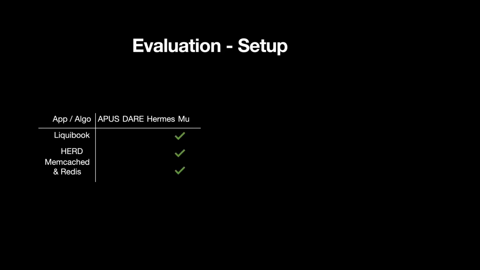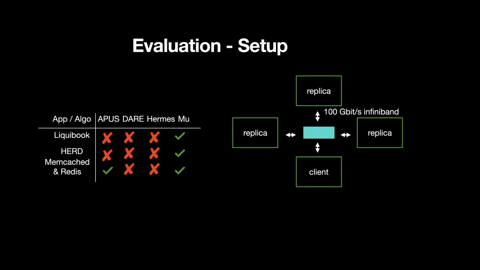All these applications are implemented using mu. However, the authors claim that due to the tight coupling between the consensus and the key value store layer, they haven't implemented the applications for DARE and Hermes, and they are just directly compared against the key value stores implemented in these algorithms. APUS is a socket-based algorithm, so they have used it for Memcached and Redis. As a hardware setup, they used three servers as replicas and a client server, which is connected by 100 gigabit InfiniBand connection to run the tests.